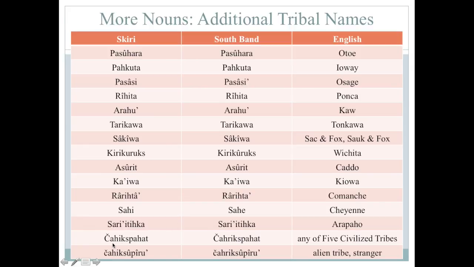Okay, and for this next tribal name, we have Jahixpahut. South Band, Jahixpahut. This could be any of the five civilized tribes. For this next tribe, which isn't really a tribe, it just means an alien tribe or a stranger, we have Jahixupiru. South Band, Jahixupiru.